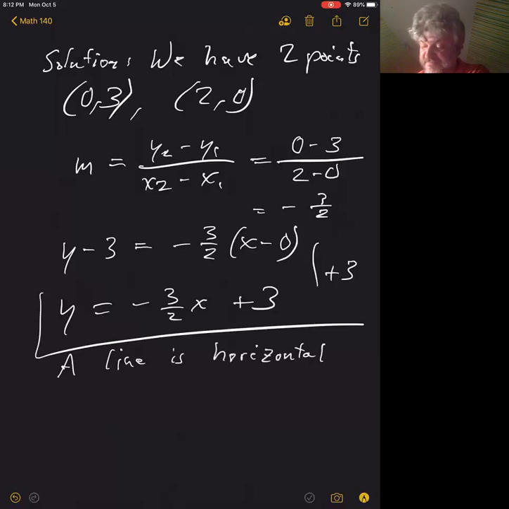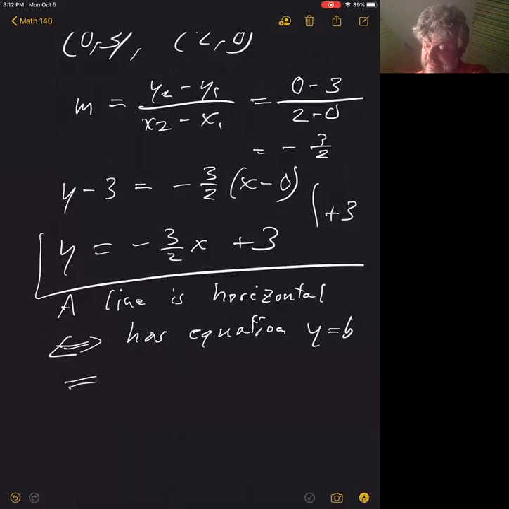Horizontal. Exactly, if it has an equation y is b, a constant with no x in it. And that, again, is equivalent to it having slope 0.